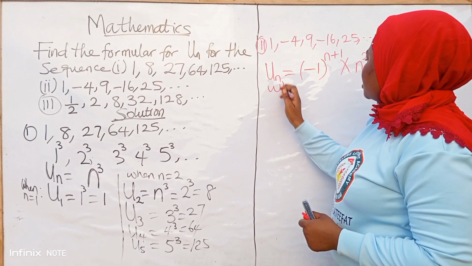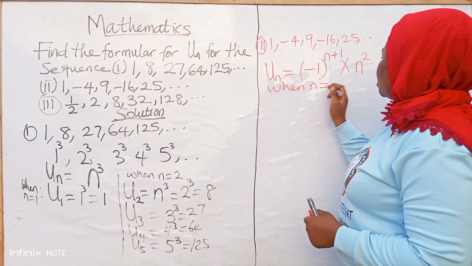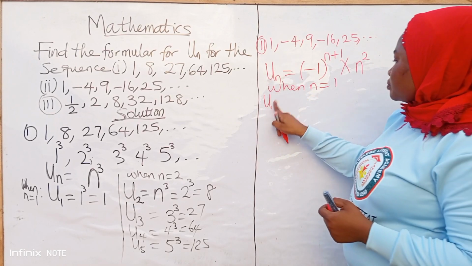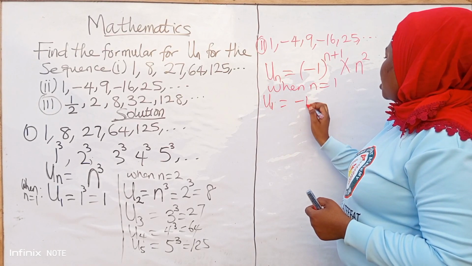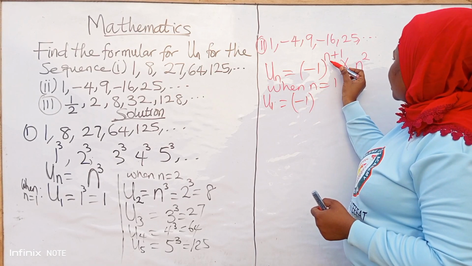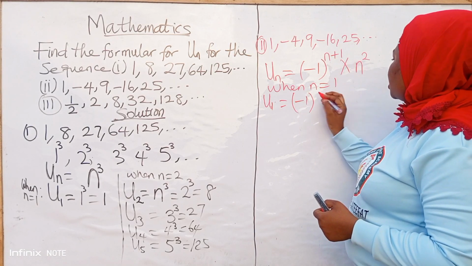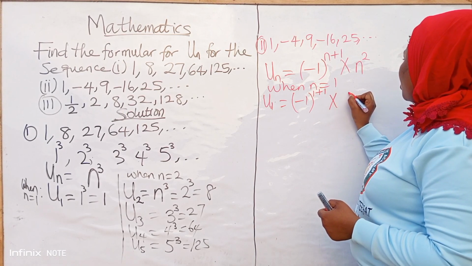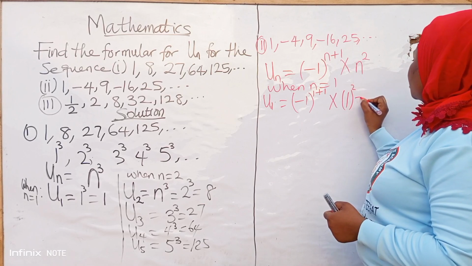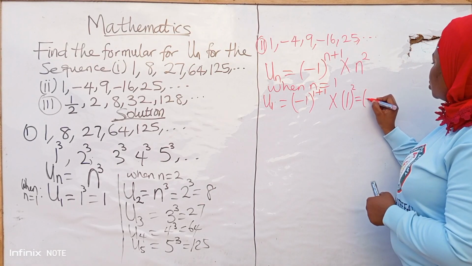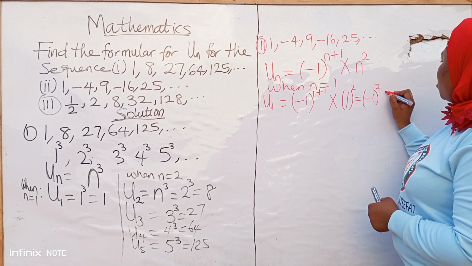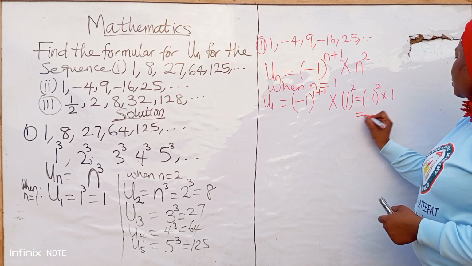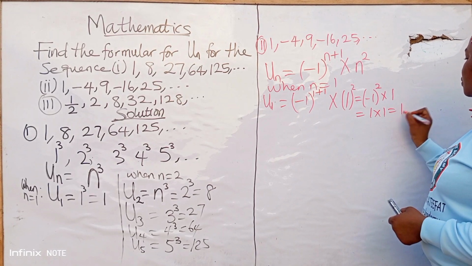So when n is equal to 1, my first term will be minus 1 raised to the power of, anywhere I see n, I'm going to put 1 there, so 1 plus 1, then multiply by 1 squared. It gives me minus 1 raised to power 2 multiplied by 1. Minus 1 raised to power 2 gives me 1. 1 multiplied by 1 is equal to 1.